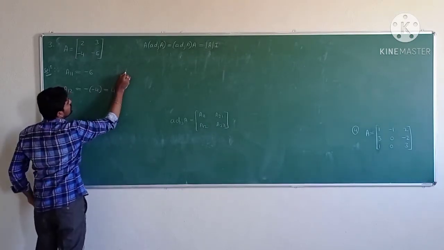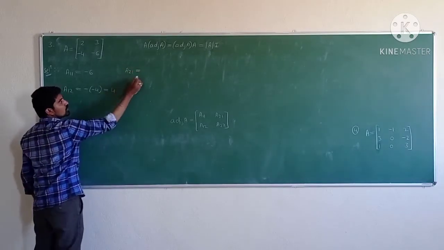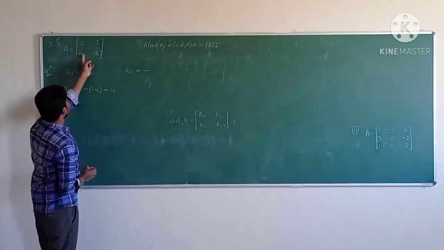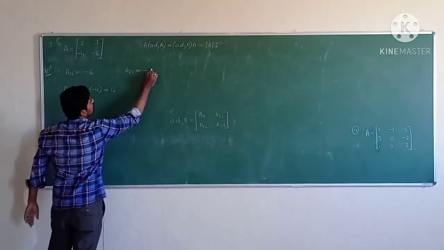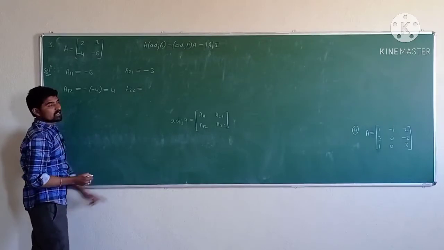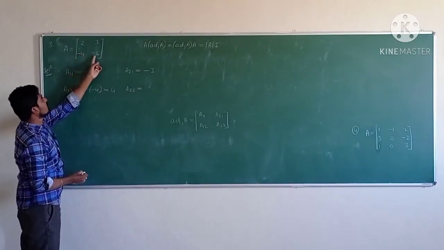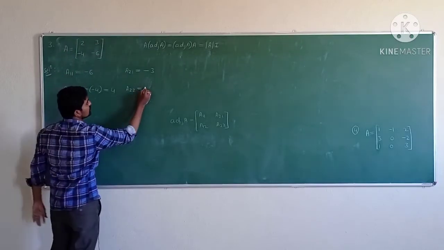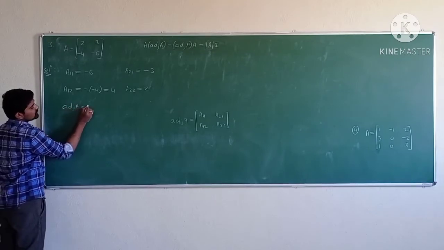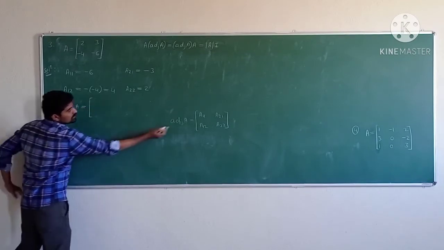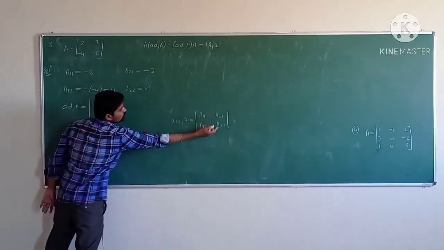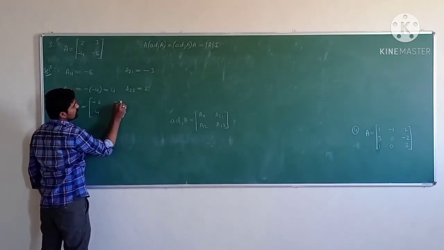And next A21, 2 plus 1 is odd, therefore multiplied by minus, which is obtained by deleting the second row first column. After deleting this second row first column, remaining element is 3. Therefore A21 is equal to minus 3. And next A22 is obtained by deleting the second row second column. After deleting this second row second column, remaining element is 2. Hence adjoint of matrix A is equal to A11, A12: minus 6, 4. A21, A22: minus 3, 2.